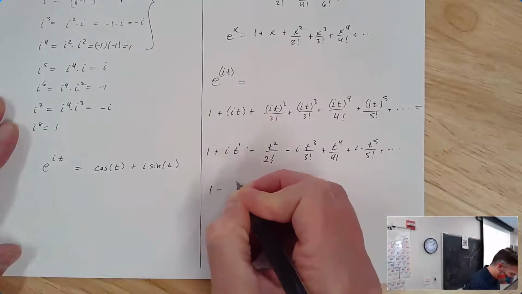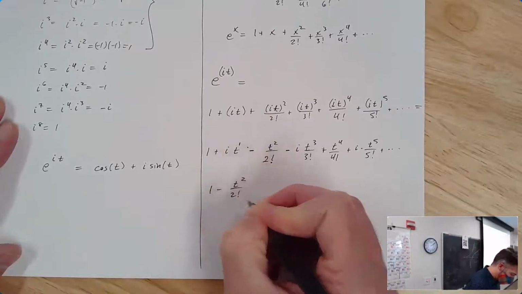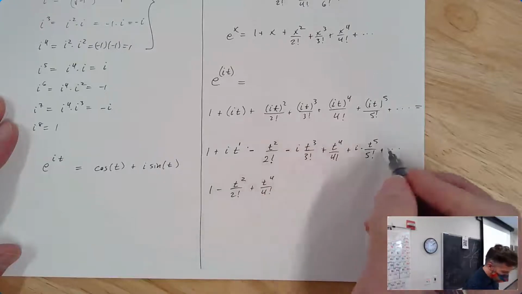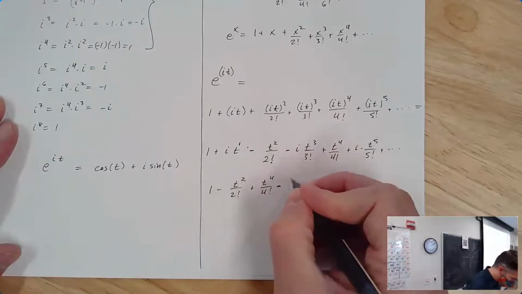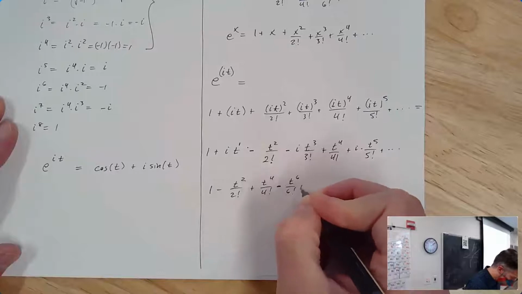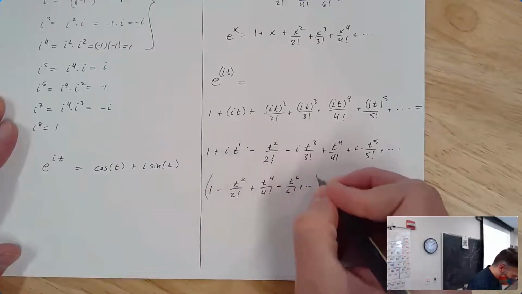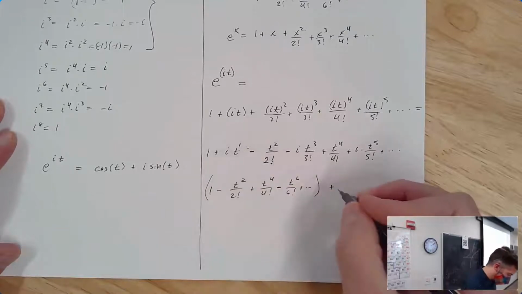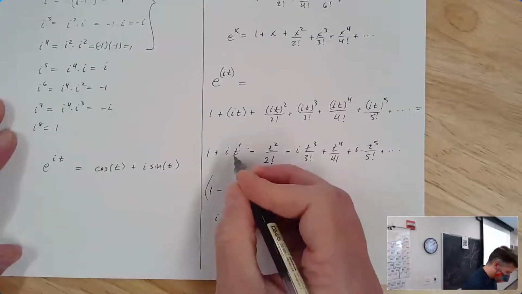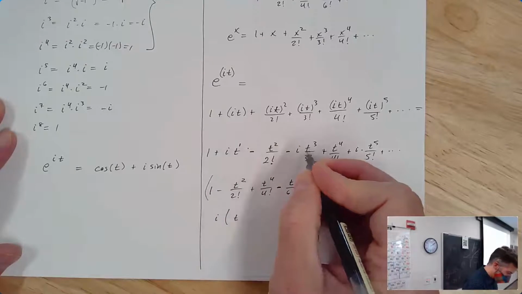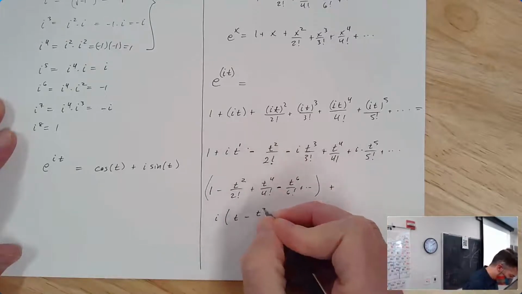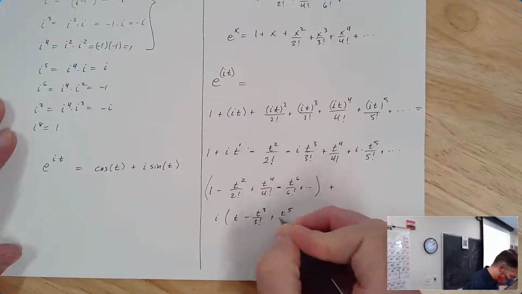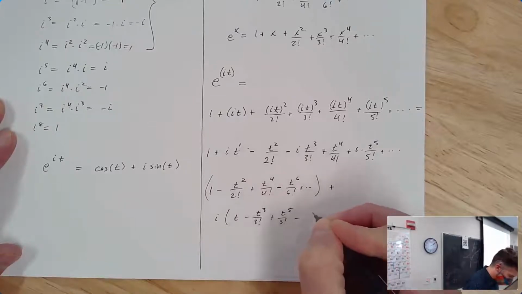1 minus t squared over 2 factorial plus t to the fourth over 4 factorial, and the next one would be minus t to the sixth over 6 factorial, etc. And then the other terms, I'm going to factor out the i. I'm left with t to the first minus t cubed over 3 factorial plus t to the fifth over 5 factorial, etc.